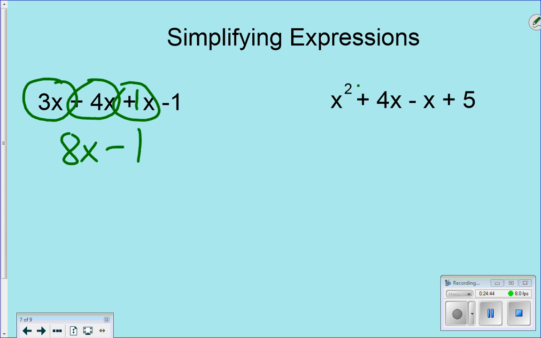This one, why don't you try this one by yourself? Try that one by yourself. 4x minus x plus 5.